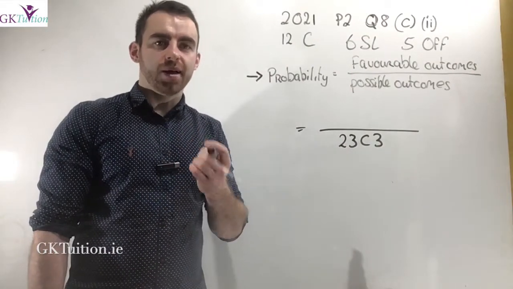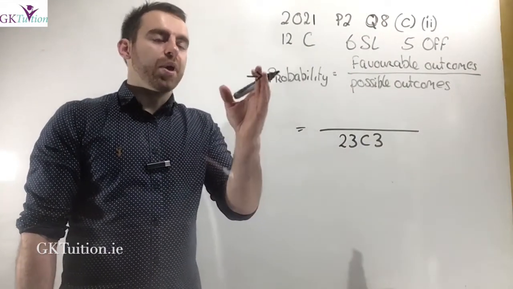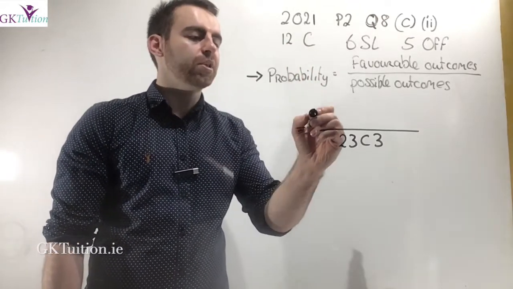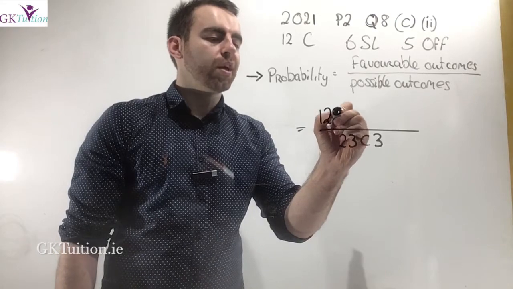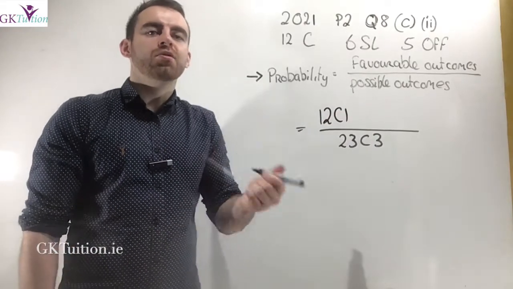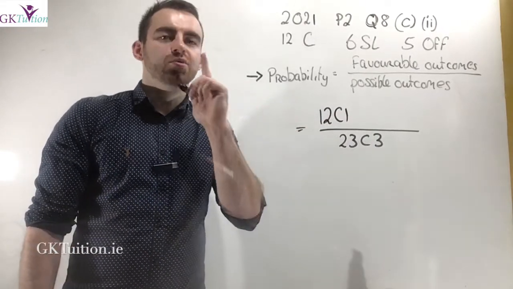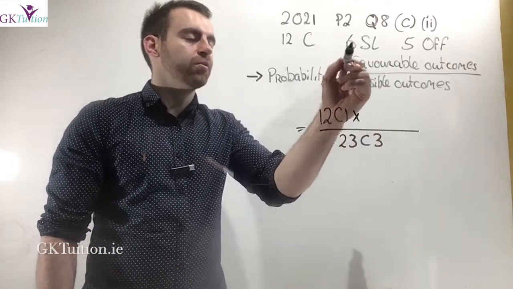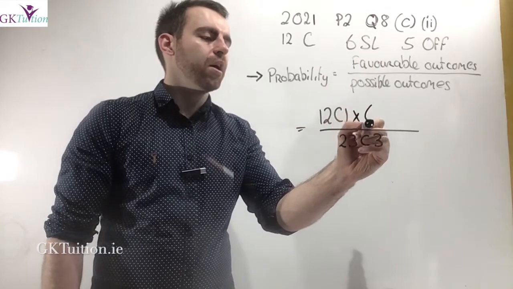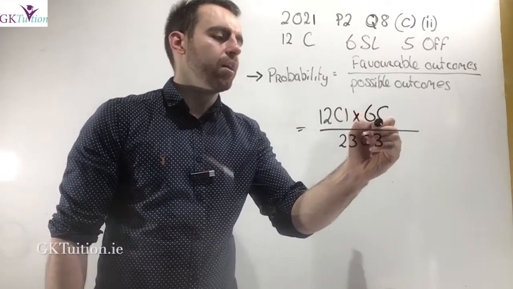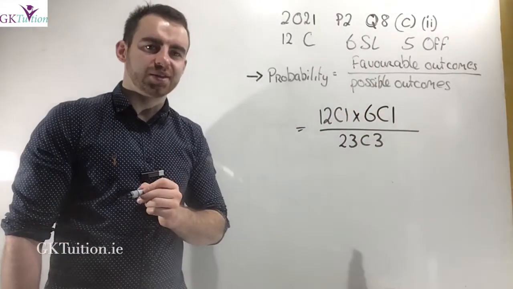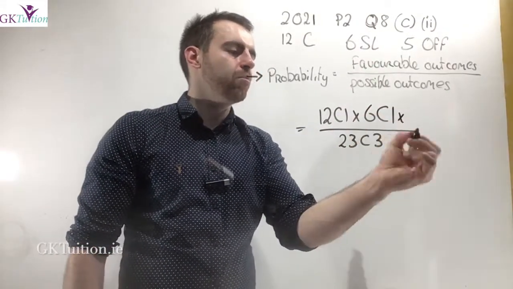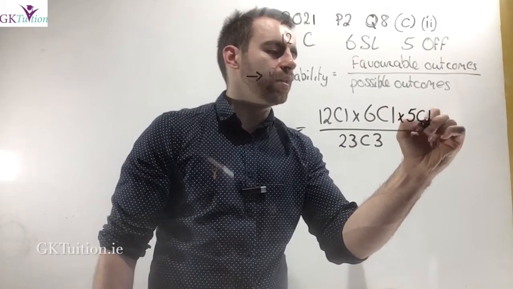The favourable outcomes: I want to work out the probability that of the 12 classroom keys, I choose one of them. So that's 12 choose 1. That's the number of different ways in which I could choose one of the classroom keys. And I also want to choose one of the science lab keys. There are 6 science lab keys and I want to choose one of them. So it's simply 6 choose 1. And there are 5 office keys, and means I multiply. There's 5 office keys and I choose one of them.